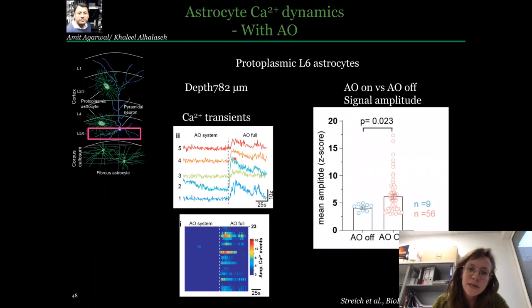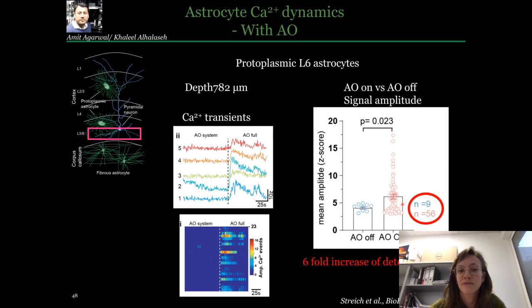But even more importantly, we were able, with aberration correction, to improve the detection efficiency 6-fold. So before aberration correction, 9 events were detected, while after aberration correction, we detected 56 events.